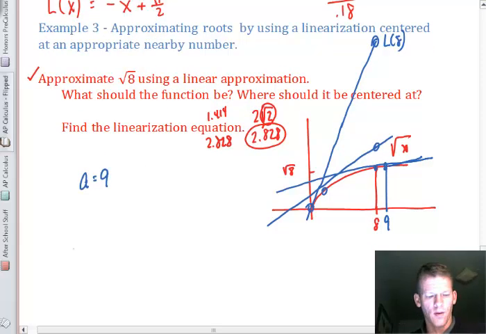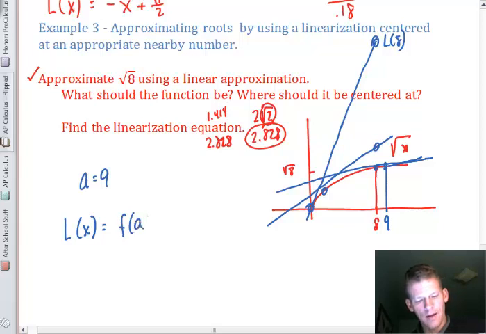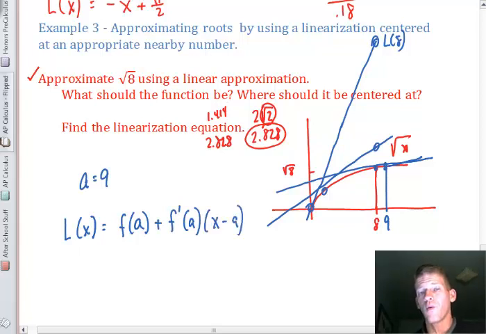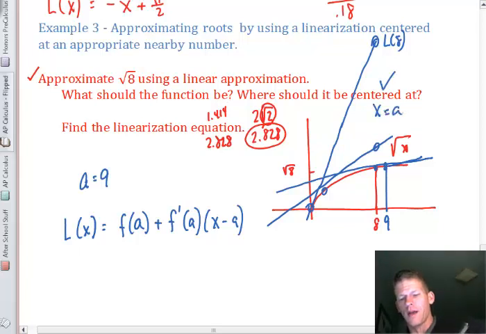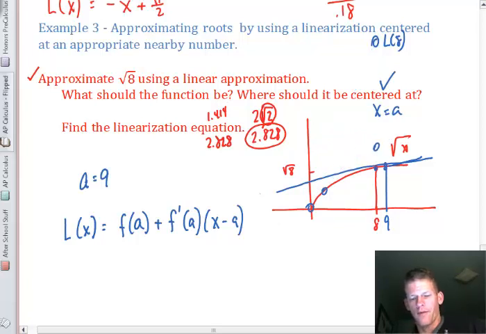So we start out with a linearization equation. L of x equals, remember we had f of a plus the derivative at a times x minus a. Now you should know what the a value is. Where it should be centered at is the x equals a value. Let me erase this so that we can focus on this linearization equation, L of x. So f of x is the square root of x.